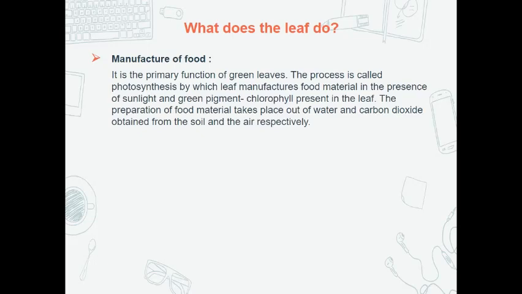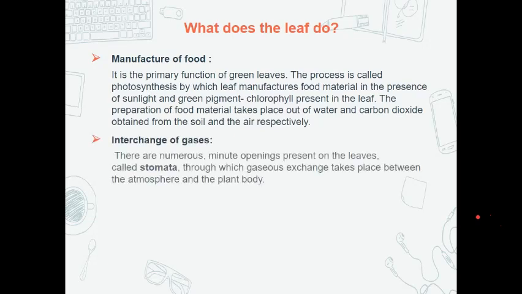And while absorbing the sunlight, the plant makes food by taking the water and the carbon dioxide from the soil and air, respectively. While making food, the leaves give out oxygen. And oxygen is important for all the plants and animals to live. It helps in interchange of gases.